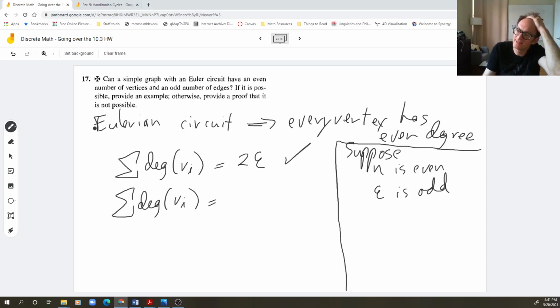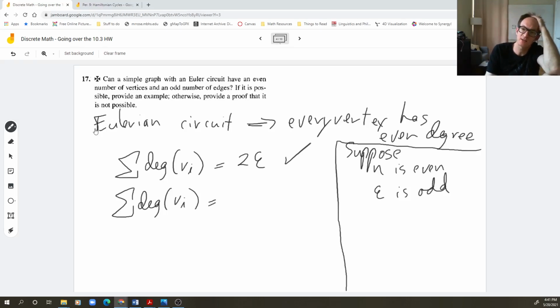Wait, hold on. This is a little bit embarrassing because this problem's actually really easy. I'm just stumbling for a second. The sum of the degrees of all the vertices is twice the number of edges because you're double counting all the edges. Then also, I have an even number of vertices. Why is that relevant? Because I'm adding up an even number of even numbers.